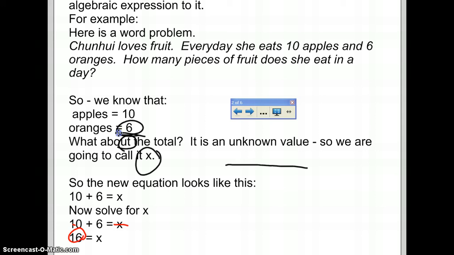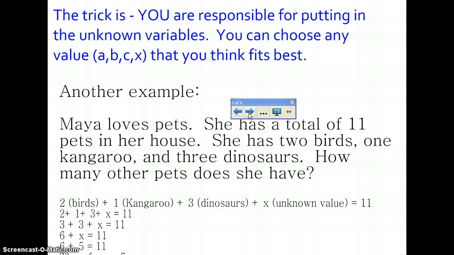So all I did was I figured out what was the unknown value. I knew that the apples was 10, the oranges was 6. I didn't know the total. The total becomes the unknown value. I gave it the algebraic expression of x. So my equation became 10 plus 6 equals x. Let's keep going. The next one.